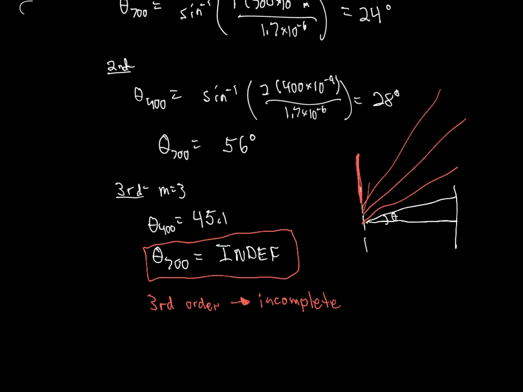The second and third, 400 is diffracted 28 degrees. 400 is diffracted 45 degrees in the third. So those don't overlap with each other. 700 nanometers, red light, is diffracted 56 degrees. Blue light, purple light, for the third order is diffracted 45 degrees. So the red light from the 700 from the second order is going to overlap with the blue light from the third order. So there is overlap. How do you know it's overlap? This angle is smaller than the one for the previous order.